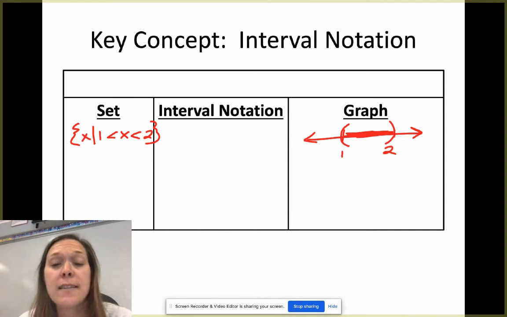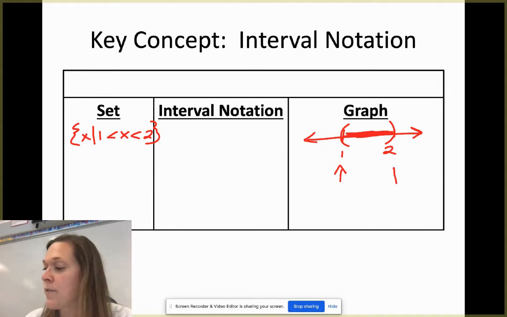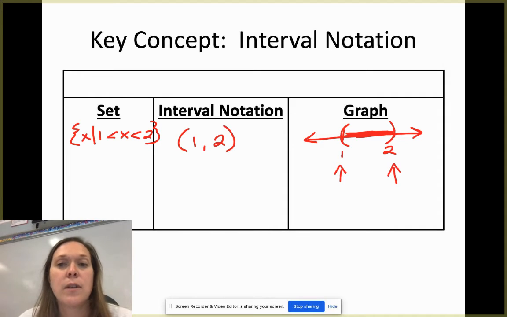So now translate that into interval notation. My furthest left bound is right here. My furthest right bound is right here. So I get parenthesis 1, comma 2, with a parenthesis.